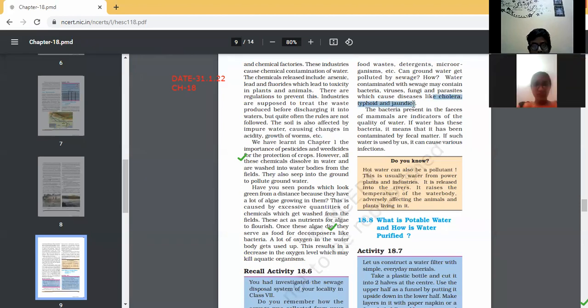Children, kindly underline the bacteria. These are 3 waterborne diseases. The 3 waterborne diseases are cholera, typhoid, and jaundice. Kindly mark it. Maybe it will come as a question in the MCQs. Continue.